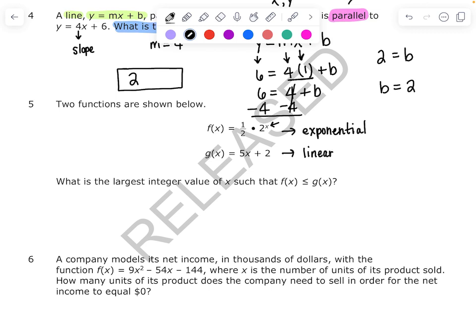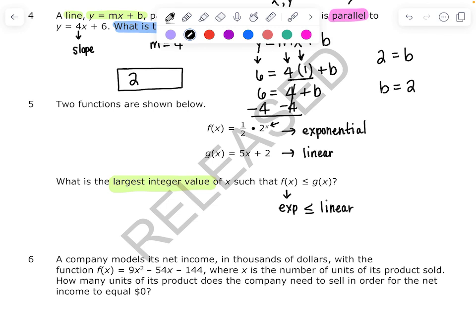In the exponential equation, we have a y-intercept of 1/2, and we're multiplying by 2, so that means we're doubling each interval. Now the question says, what is the largest integer? So I like to highlight those keywords. We are looking for the largest integer value such that f of x, remember, is the exponential function, is less than or equal to the linear function.